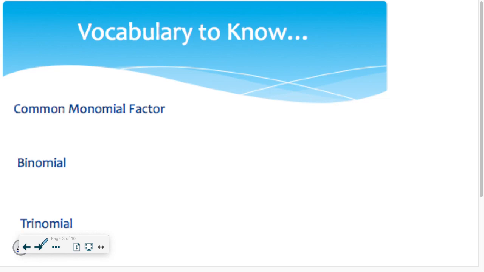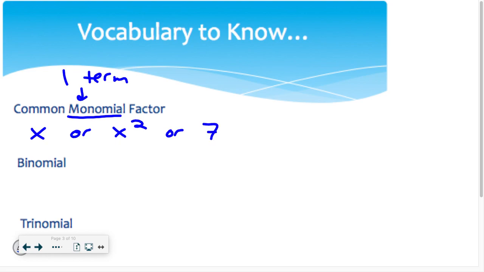So within a polynomial, we want to make sure we talk about things like a common monomial factor. So monomial means one term. An example of that would be x or x squared or 7. There's a good monomial. Those are all single terms. When we get to binomial and trinomial, then we are adding more terms.